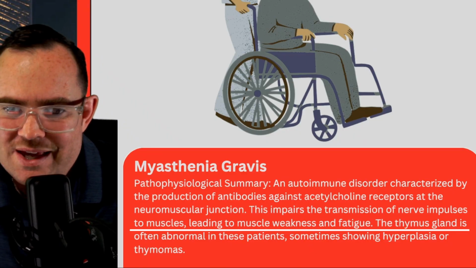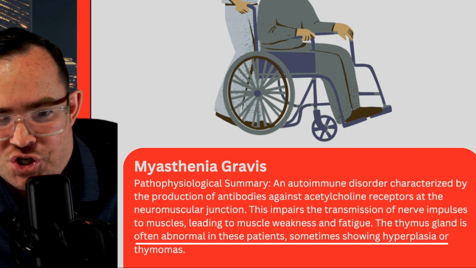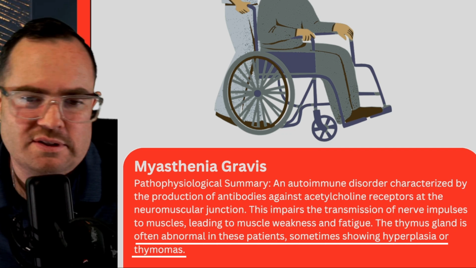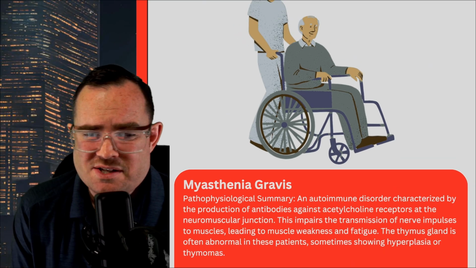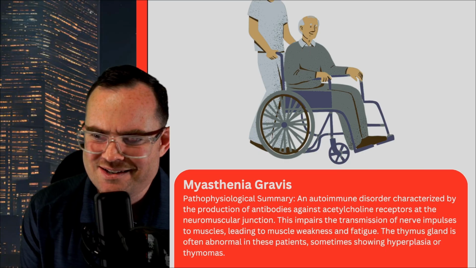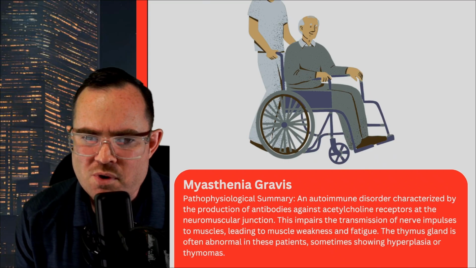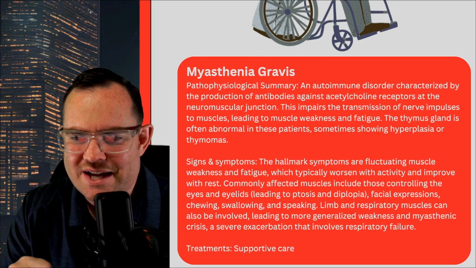The thymus gland is often abnormal in these patients, sometimes showing hyperplasia or thymomas. So acetylcholine is a neurotransmitter that's often talked about with the parasympathetic nervous system, but in this case, this patient's having a difficult time with movement, right? Weakness. Let's take a look at these signs and symptoms.